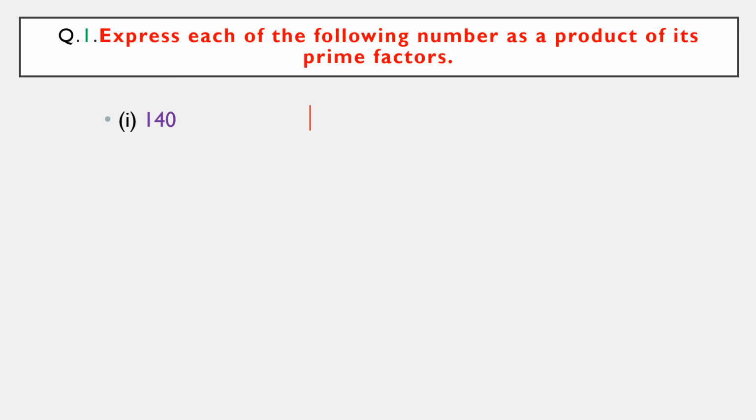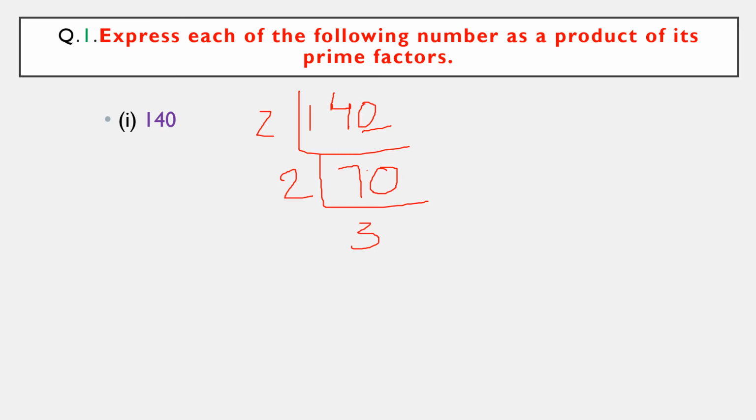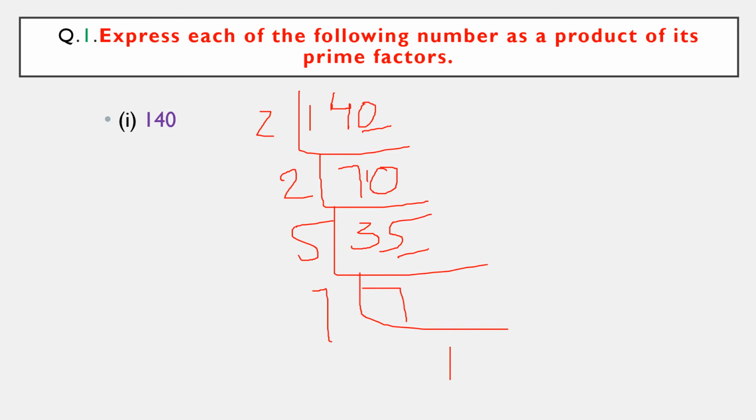So 140, as the last digit is 0, you can take 2 table or 5 table. If I take 2 table, 2 sevens are 14, and you write this 0 as it is. Again it is 0, you can take 2 table or 5 table, 2 threes are 6, and here 1 will be carry, 10 means 2 fives are 10. Now the last digit is 5, so you should take 5 table, so 5 sevens 35. Here 7 is a prime number, so you should write 7 ones 7. So these are your prime factors.